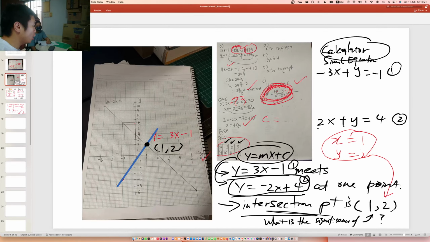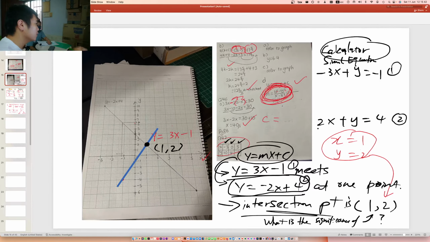The intersection point is the solution to the simultaneous equation. That's the number one concept.